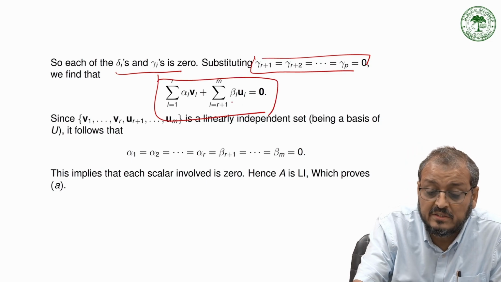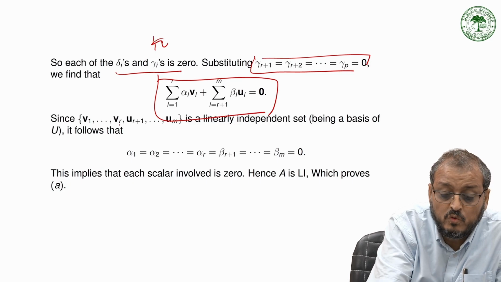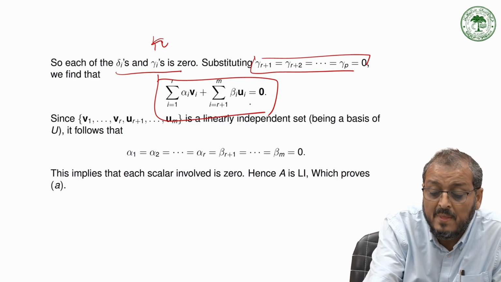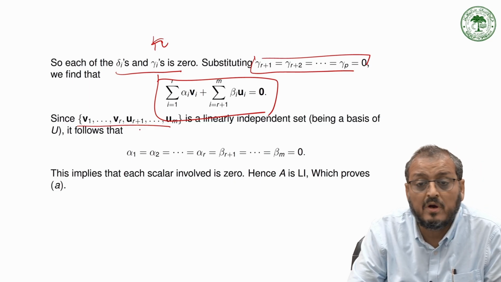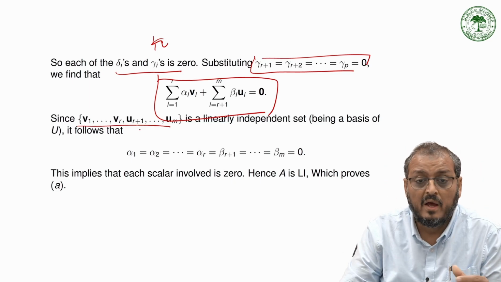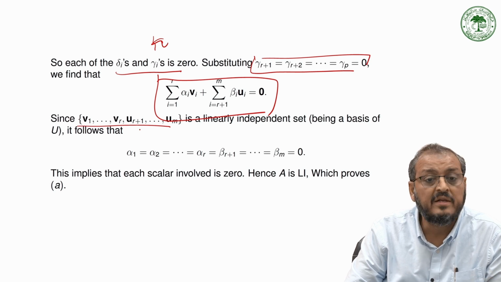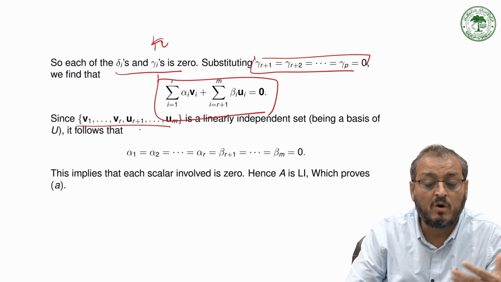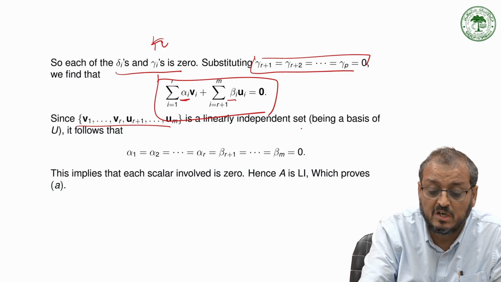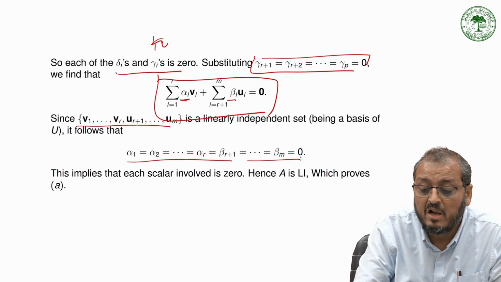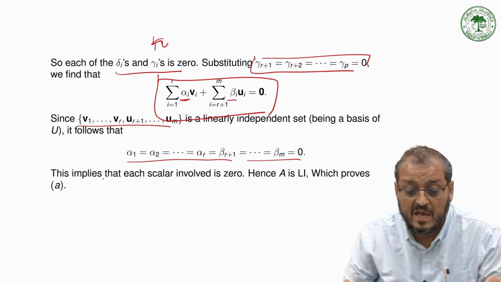And again, these vectors v1, v2, up to vr, u r plus 1 up to um form a basis for U. If it is a basis for U, then these vectors are linearly independent, and all scalars are equal to 0. So each of the alpha i's and beta i's is equal to 0.